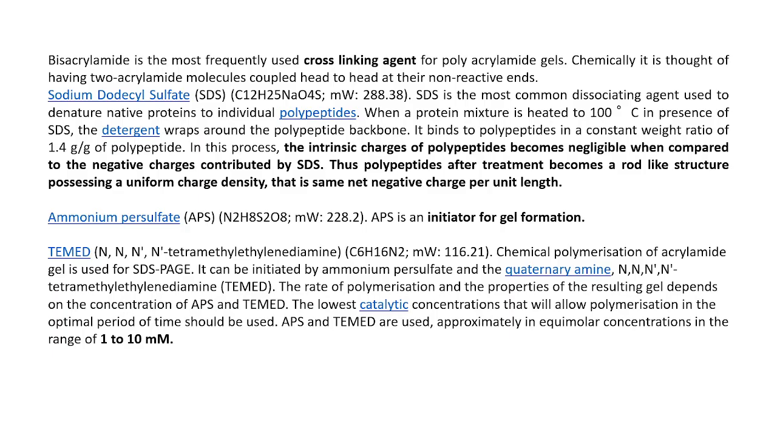Now the detergent wraps around the polypeptide backbone, so the intrinsic charges of polypeptides become negligible when compared to the negative charges contributed by the SDS. Thus, polypeptides after treatment become a rod-like structure possessing a uniform charge density, that is the same net negative charge per unit length. Ammonium persulfate is an initiator for gel formation.